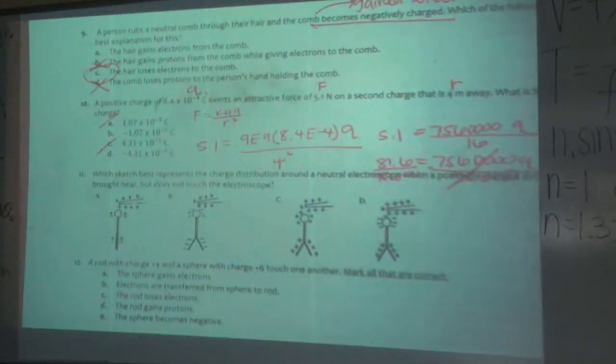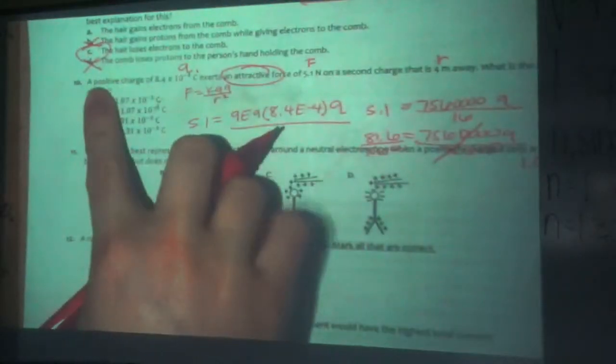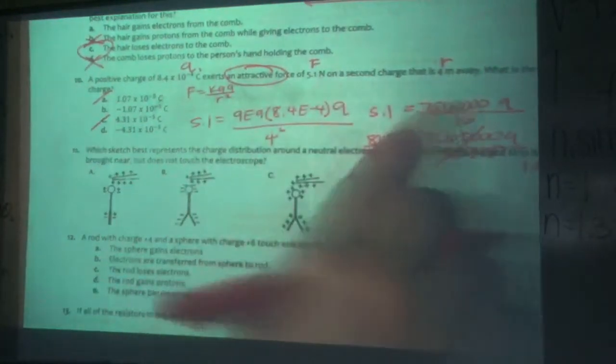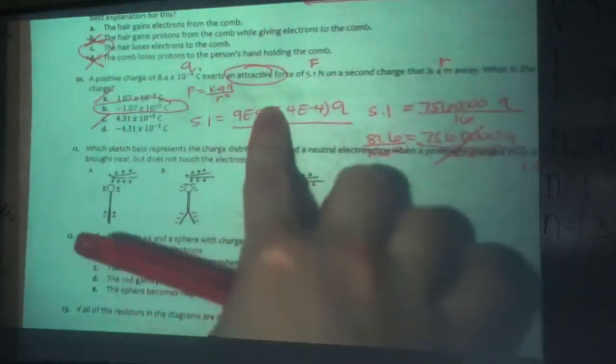And now to figure out if it's positive or negative, we would not get that from plugging in. We have to look. It said an attractive force. The other one is positive. We know opposites attract, so if a positive is attracting another one, then the other one must be negative, so B. Again, we would not have gotten that by plugging in signs. We have to read whether it's attractive or repulsive.